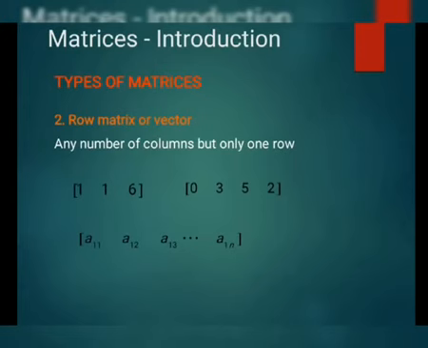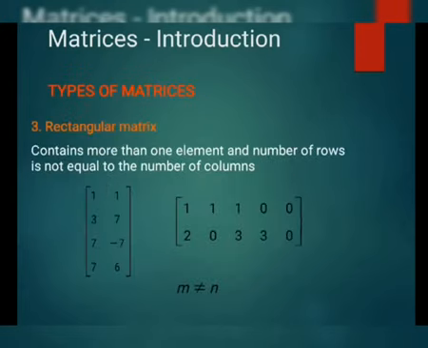After that, the third type of matrix is the rectangular matrix. In a rectangular matrix, the number of rows and number of columns are not equal. So just look here at the bottom. Here I have written m is not equal to n. It means the order of the matrix, meaning the number of rows and number of columns, are not equal.